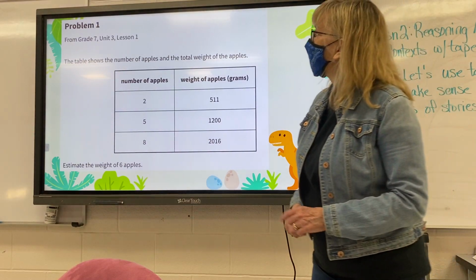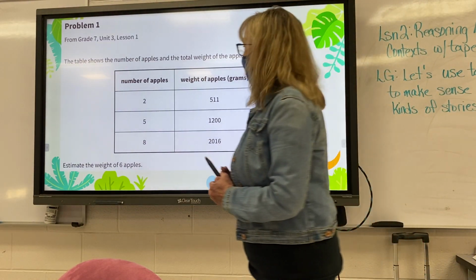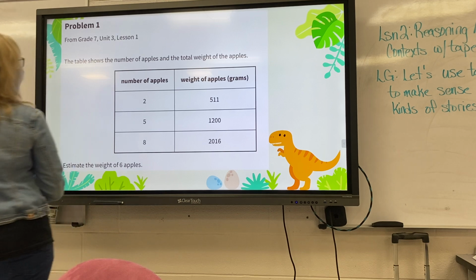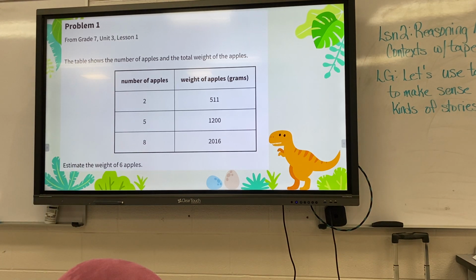All right, a table shows the number of apples and the total weight of the apples. So we have 2 apples and they weighed 511 grams. We have 5 apples and they weigh 1,200 grams. And we have 8 apples and they weigh 2,016 grams. We're being asked to find 6 apples. Estimate.